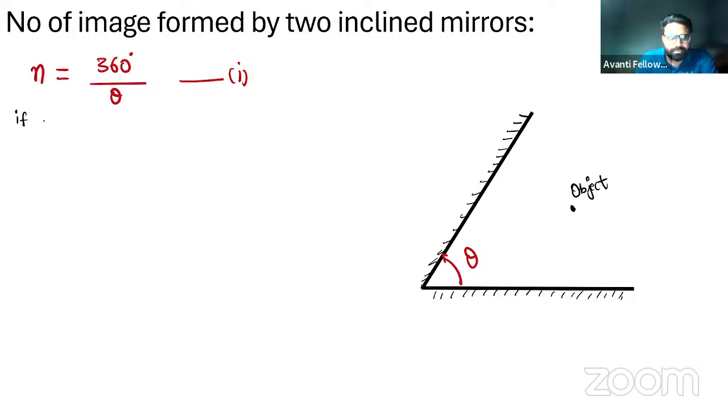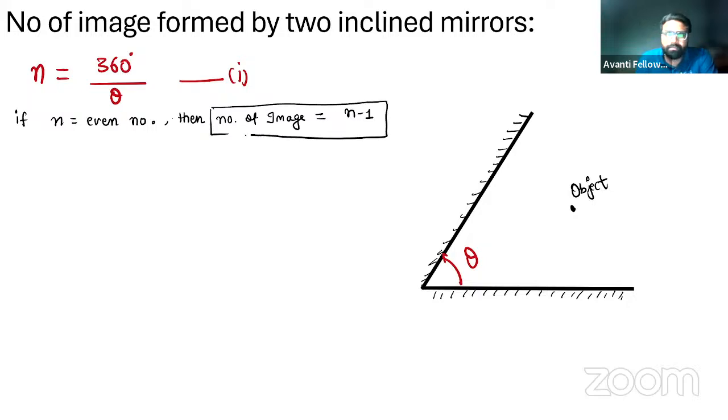If the first case is if n is equal to an even number, which means number of images are coming out as even, then number of images is equal to n minus 1, wherever the position of the particle, it is independent of position of particle, which means मेरा particle या object ऑब्जेक्ट मेरा कहीं भी हो, wherever we put the object, the number of images is coming out as n minus 1.